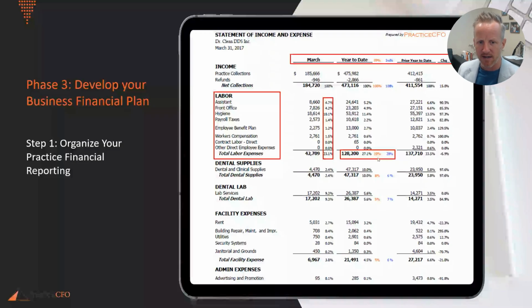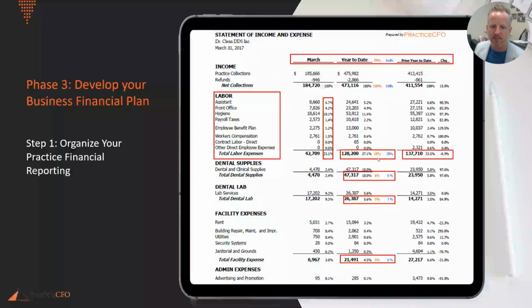We have better categories. We break out those categories. We show month, year-to-date, prior year-to-date, and the change, and then we compare the actuals to the goals that we set as a financial planning goal, and also compared to the industry standards. And that just gives you so much rich context to measure the health of your practice.